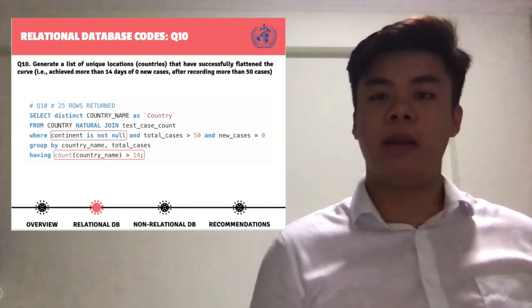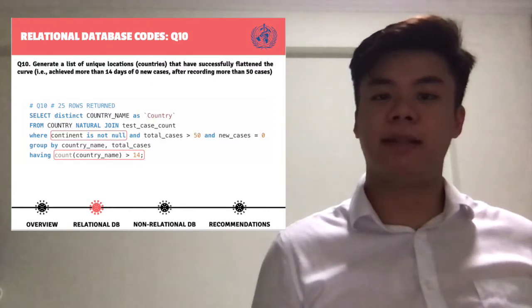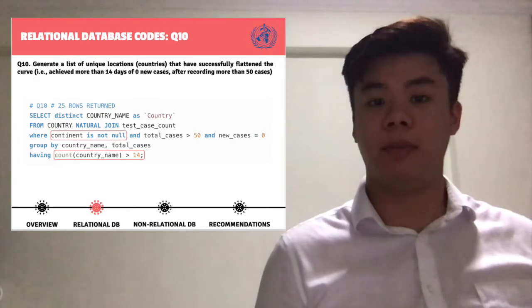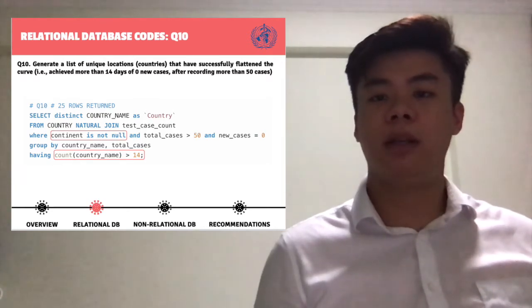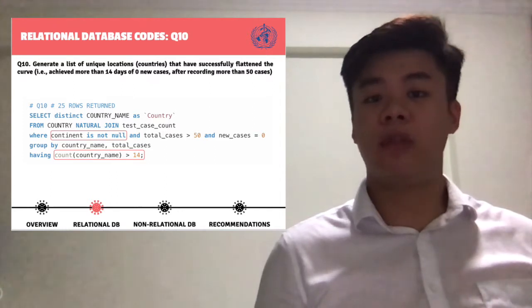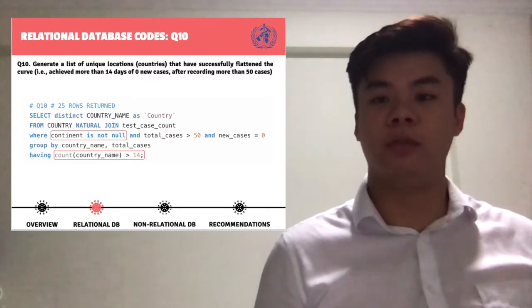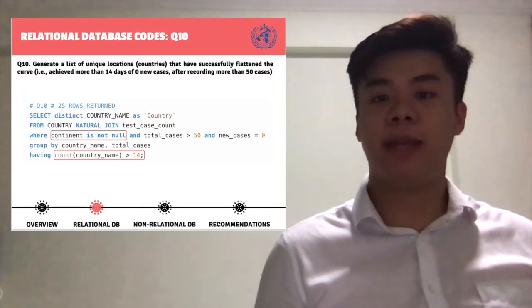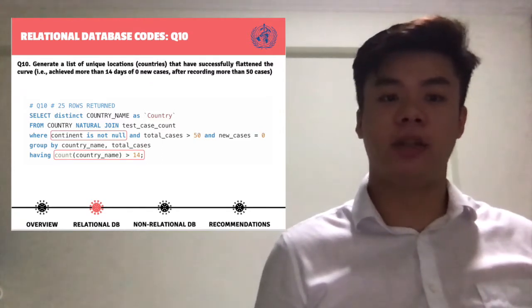Now, looking at the code, we first select distinct country names from the table country, and we naturally join it to the test case count table, as each table has a common column, which is country ID. Then we specify continent is not null to remove world and international, which are not continents. Then total cases more than 50 and new cases equals to 0 is the condition I mentioned earlier in the question.